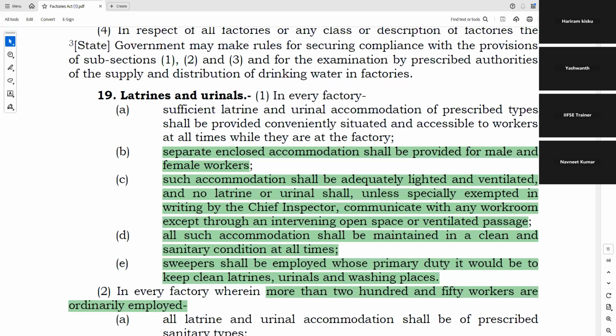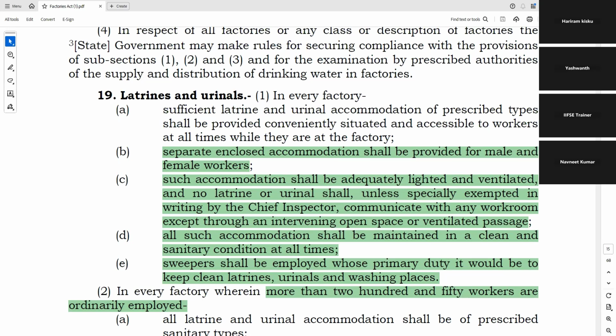And next is latrines and urinals. Here also we have to provide sufficient latrines and urinals. Accommodation of a prescribed type shall be provided, convenient, suitably located and accessible to workers at all times while they are at the factory. So we have to provide a sufficient quantity of latrines and urinals. Again, separate enclosed accommodation shall be provided for male and female.